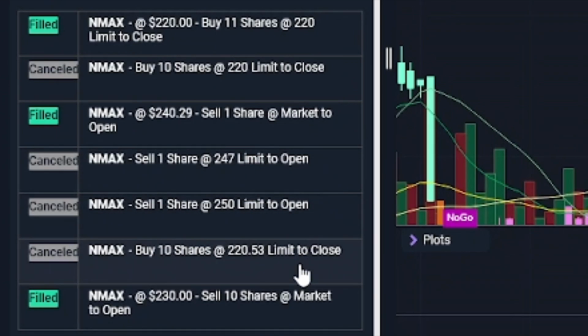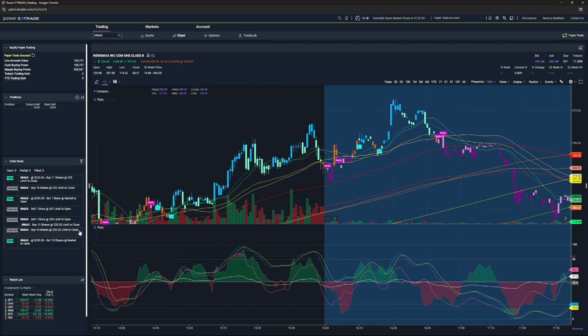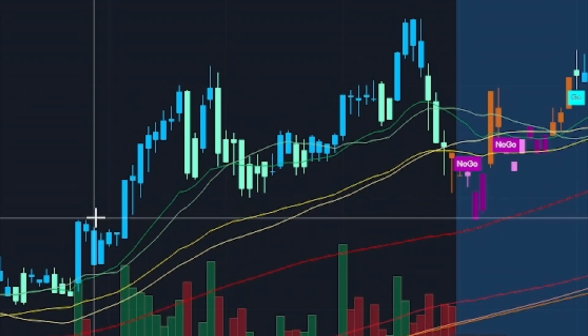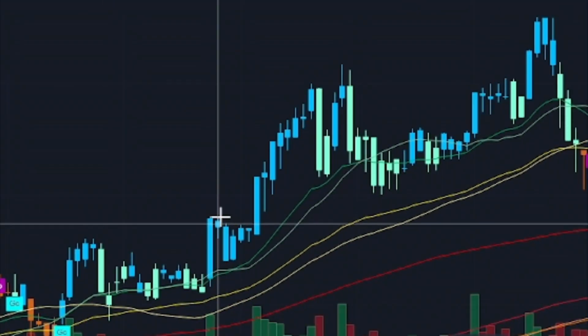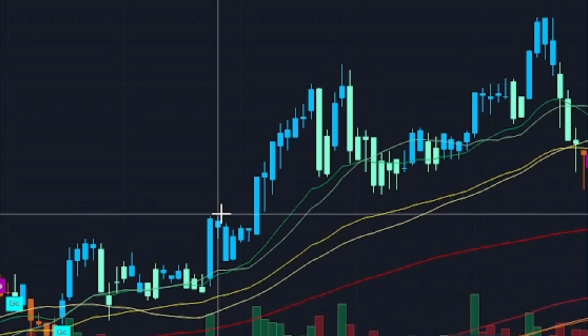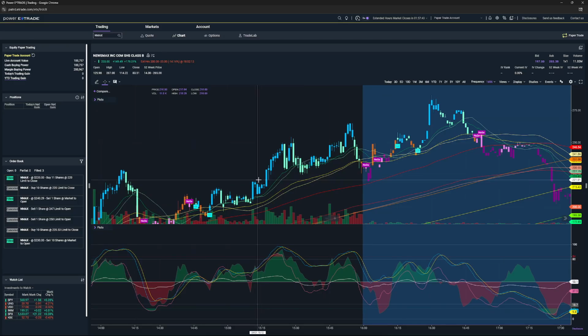I set a limit to buy at 220.53. 220.53 is right above these candles to the left, and it was used multiple times today, so I figured just a bit above 220, and it lined up with these SMAs that I wanted to see get tapped down below.